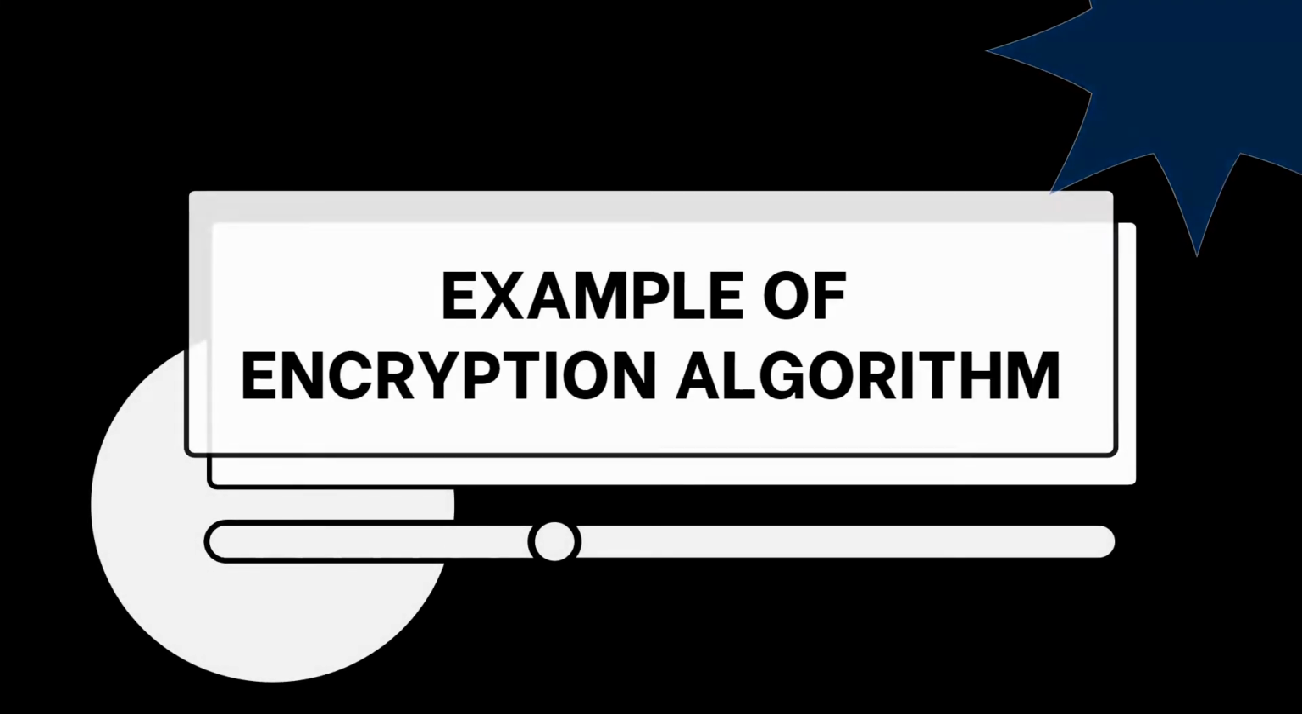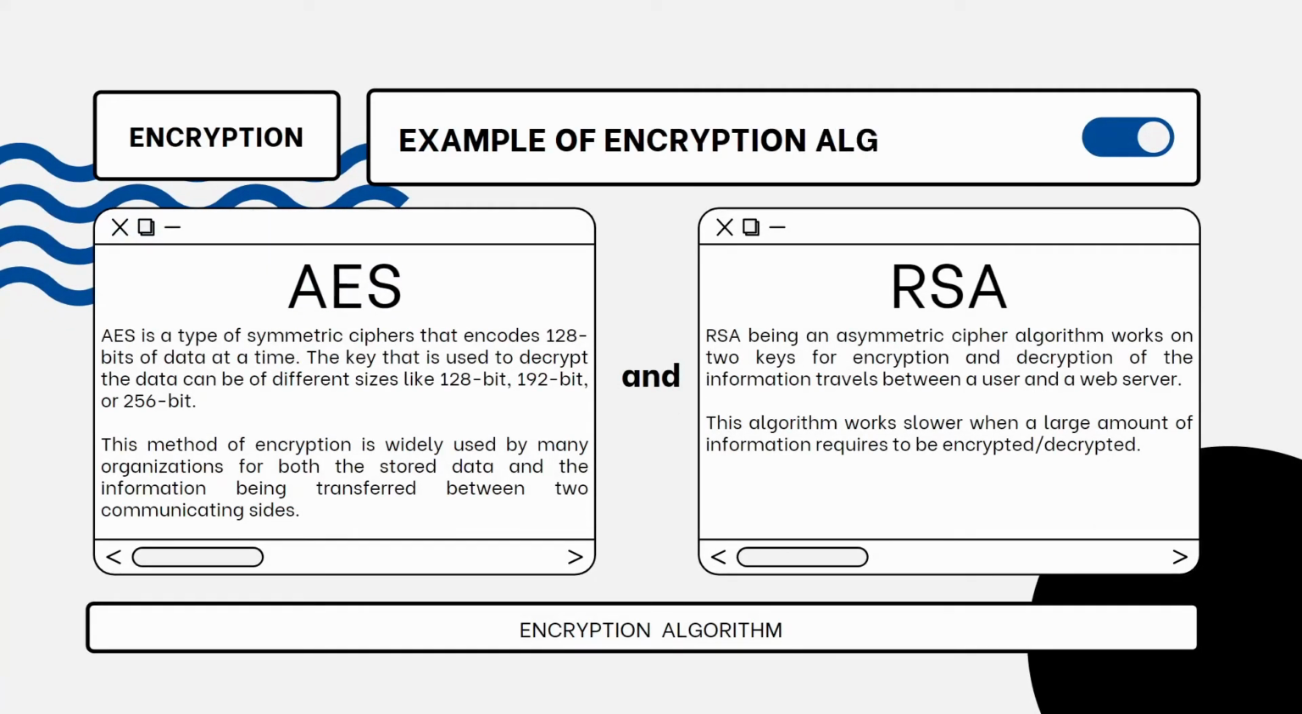Example of encryption algorithm. AES, or Advanced Encryption Standard, is a type of symmetric cipher that encodes 128 bits of data at a time. The key that is used to decrypt the data can be of different sizes like 128-bit, 192-bit, or 256-bit. The 128-bit key ciphers the information in 10 rounds, the 192-bit key in 12 steps, and the 256-bit key in 14 stages. AES has proven itself to be highly efficient and reliable over the last few years.